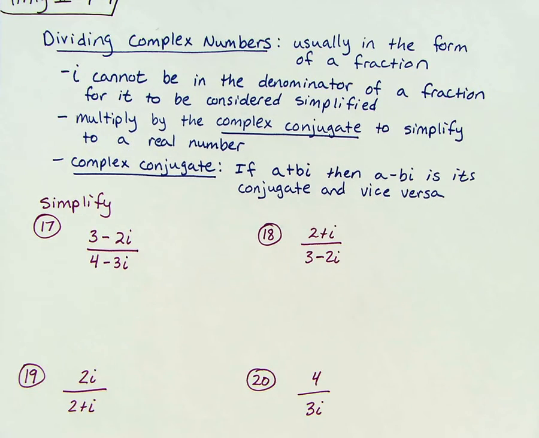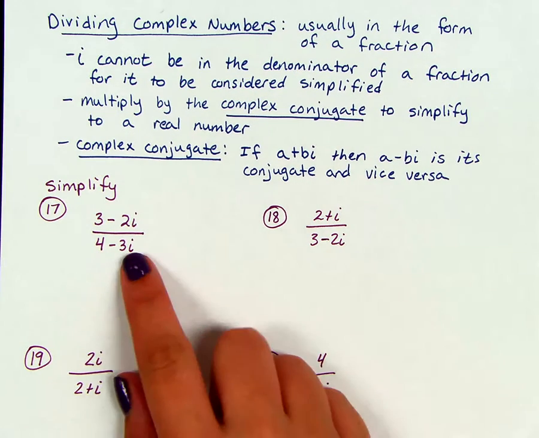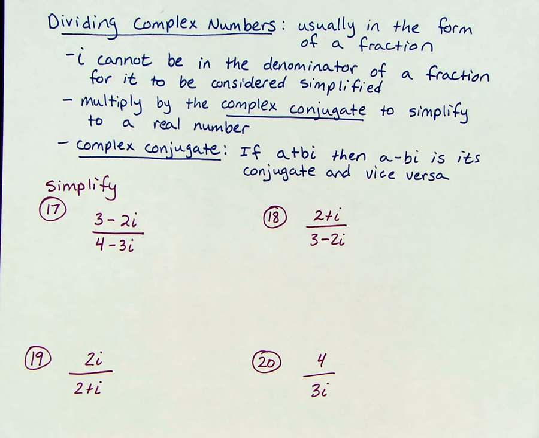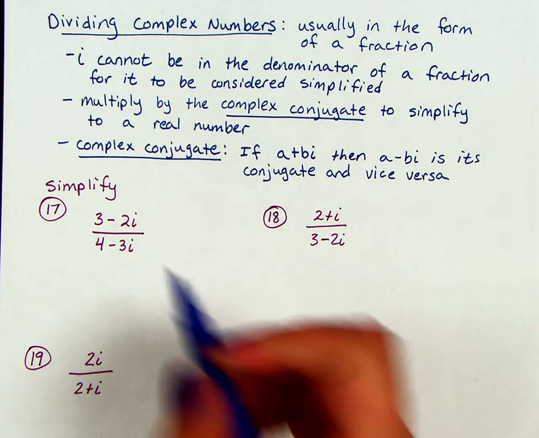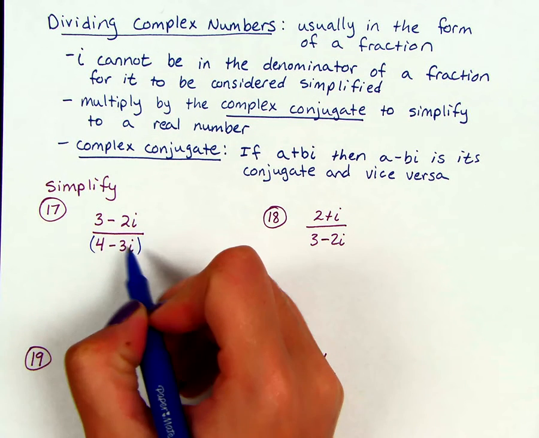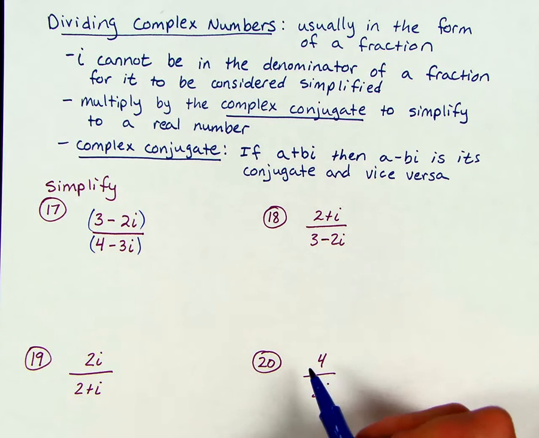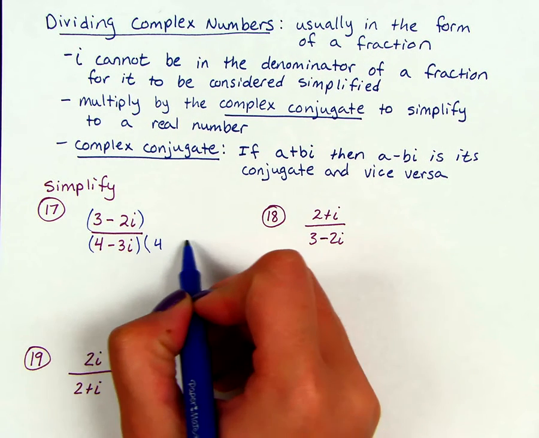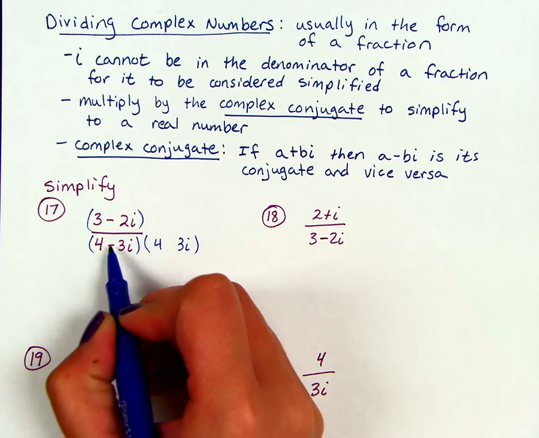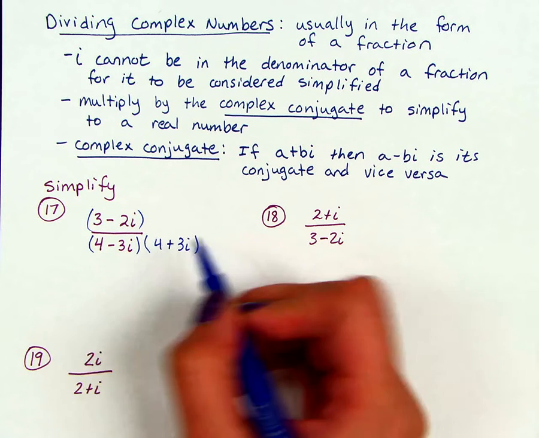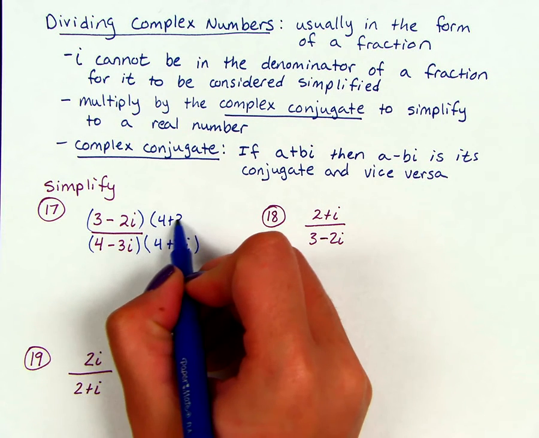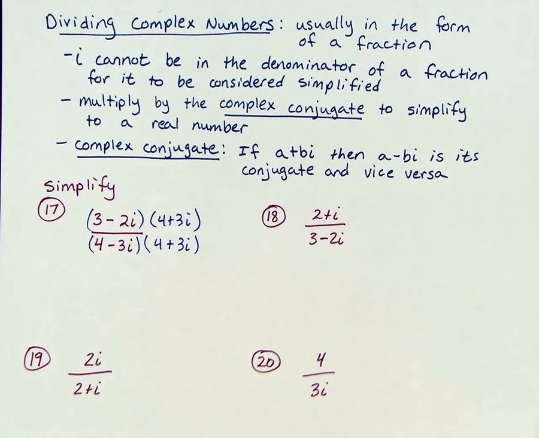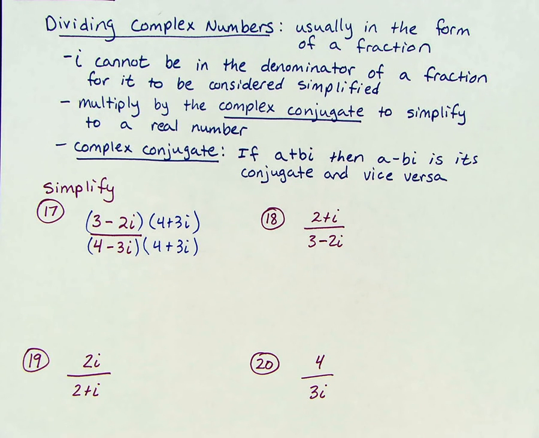So if we start by simplifying problem 17, we have this i in the denominator. So I'm going to put both sets in parentheses, and then we are multiplying by the complex conjugate. So again, we're going to have 4 and 3i, and then we're changing this sign in the middle to be a positive. So that means that we have two FOILing problems to simplify.